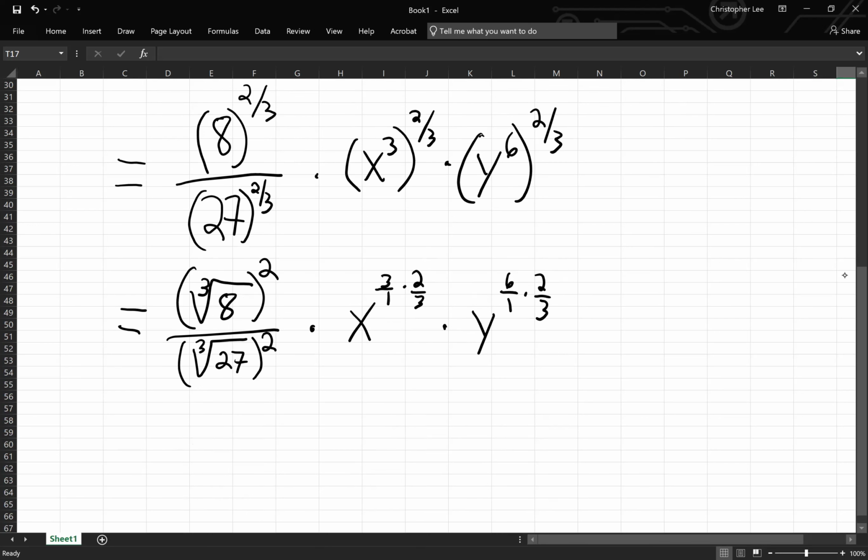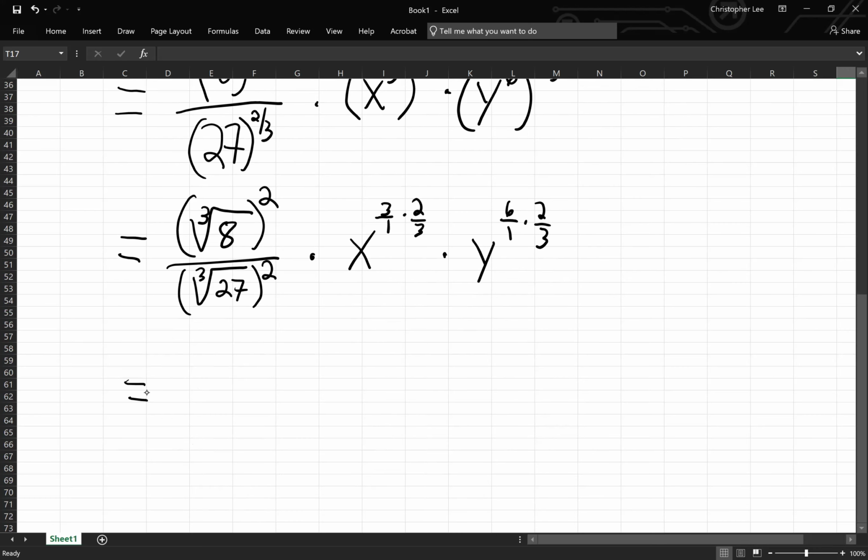And then let's knock this out. What's the cube root of 8 again? Very good. So I have 2 squared over, what's the cube root of 27 again? Not 9. 3. So I have 3 squared times x to the, remember, these are going to cancel out. So this is just x to the what? 2. Times y to the 4, that's a better answer, because 3 goes into 3 once, 3 goes into 6 2 times, 2 times 2 is 4.